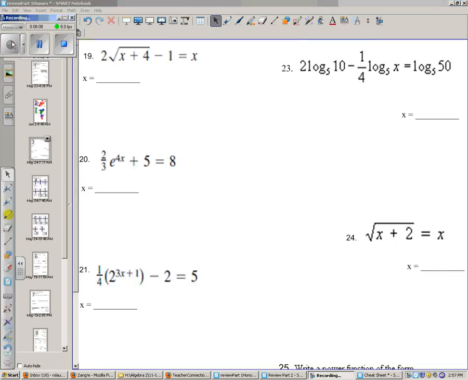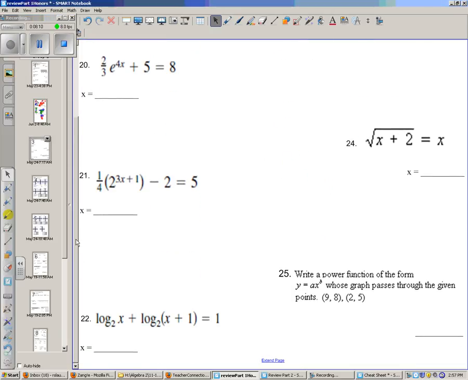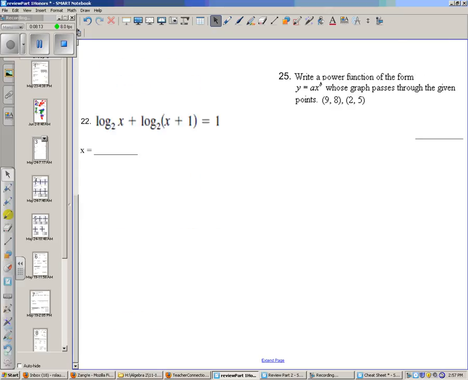All right, I'm on the next page. I want to take a look at some of the solving with log problems. Again, if I see logs or exponential functions and there's a constant, I need to condense. So that's what I'm going to do on 22. But before I condense, I've got to get this left side down to 1 log.